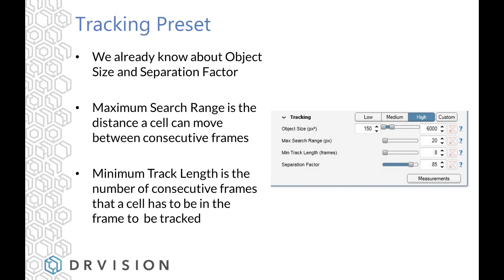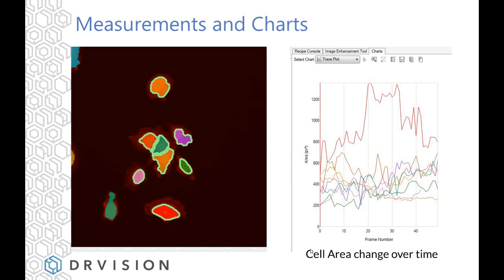However, it will take longer. If you set this to a much higher value, it's possible that you can miss some of the cells that you are interested in. We also have the functionality to measure different values about the cells.